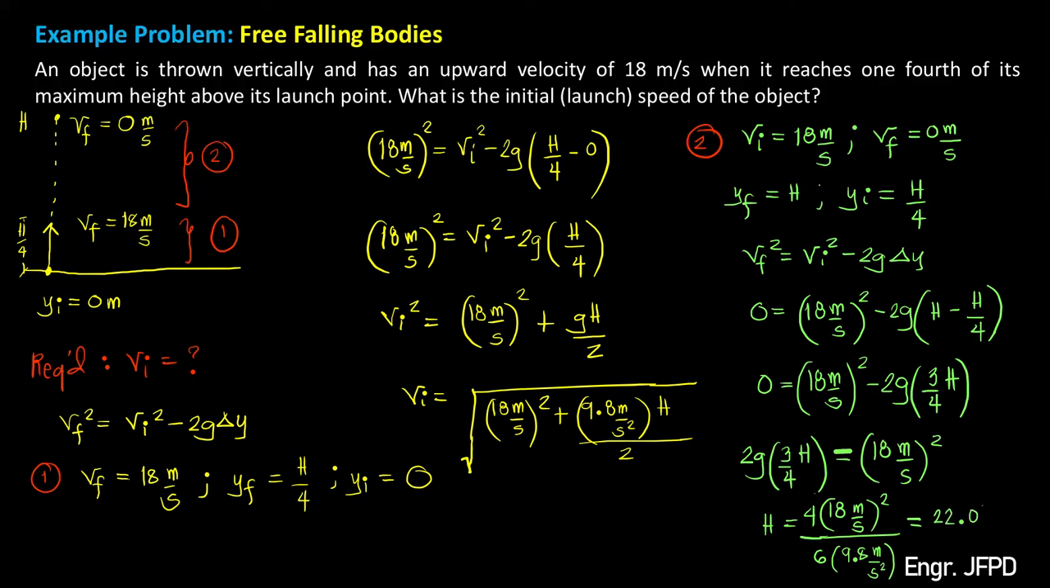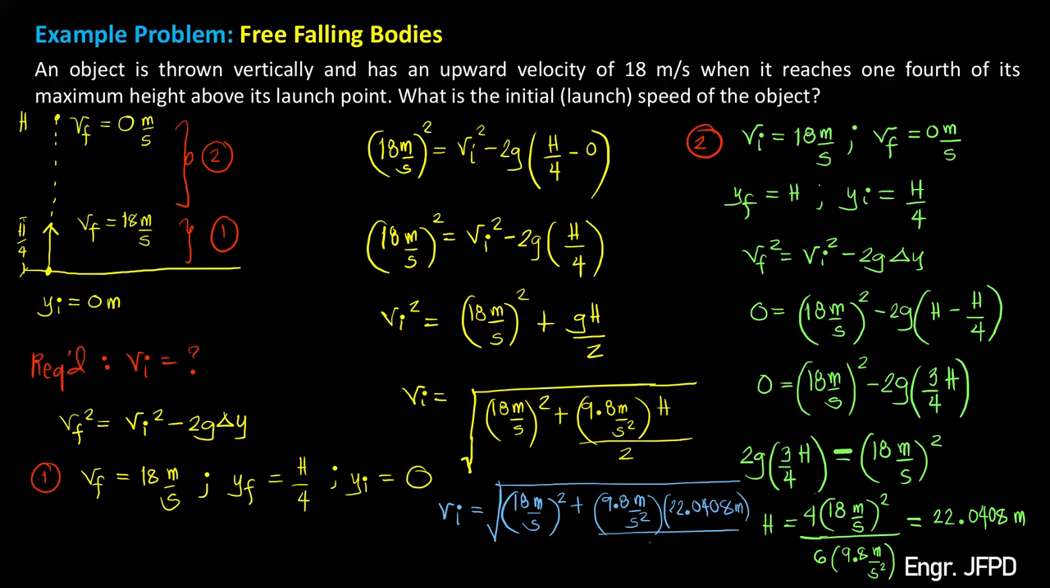22.0408 meters. And this will be the maximum height of the object. Since we now have the maximum height, we can proceed to solve for the initial velocity. The initial velocity Vi is equal to the square root of 18 meters per second, squared, plus the acceleration due to gravity of 9.8 meters per second squared, multiplied by the maximum height of 22.0408 meters, divided by 2.